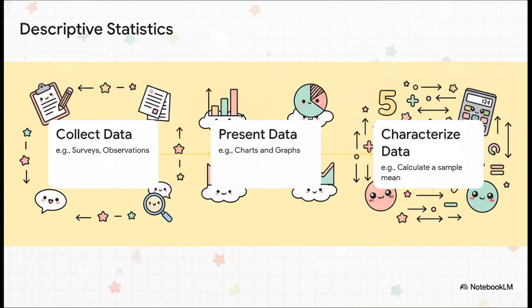Let's take a closer look at descriptive statistics. It's actually a really straightforward, logical process. First, you collect the data. Maybe you run a survey or make some observations. Second, you present that data in a way that's super easy to understand, like a simple chart or a graph. And third, you characterize it, usually with a summary number, like calculating the average, which is also called the sample mean. You're simply describing what you see.